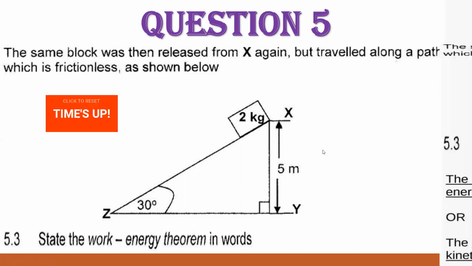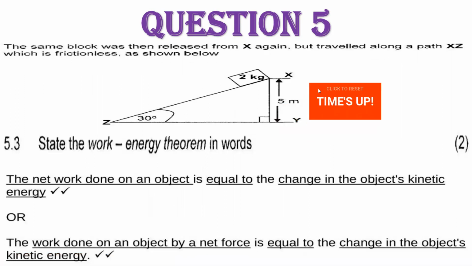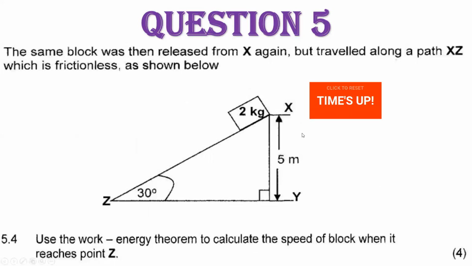So let's show the work energy theorem. The work energy theorem is: the net work done on an object is equal to the change in the object's kinetic energy. Or the work done on an object by a net force, just adding net force here, is equal to the change in the object's kinetic energy. So this is our definition for the work energy theorem. Most questions come with this definition.